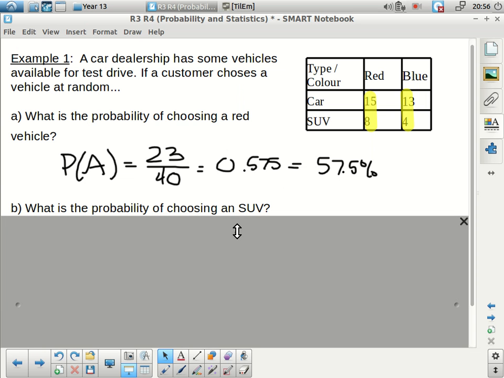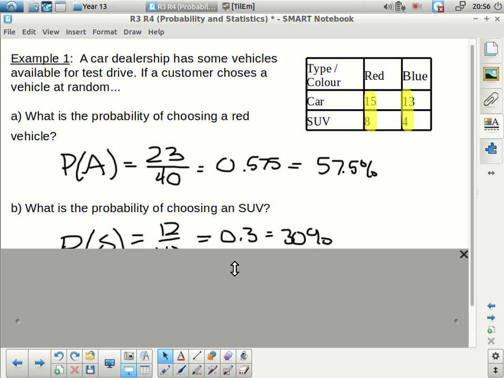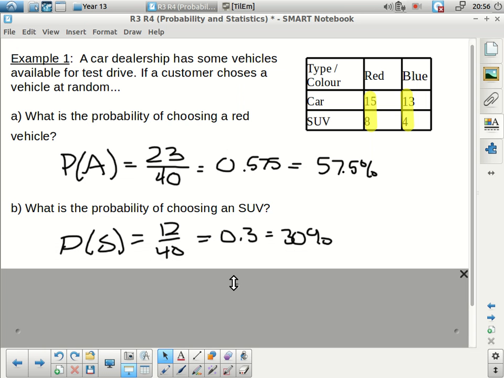What is the probability of choosing an SUV? Okay, so similarly, if I count up the SUVs, 8 plus 4, there's 12 of those, and still out of 40 total vehicles, so there's a 30% chance you would choose an SUV.